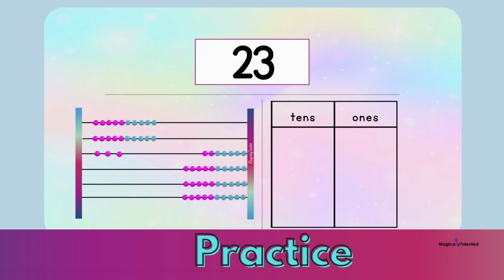Great. Now let's show this number using our base 10 blocks on the place value chart. Ready? 10, 20, 21, 22, 23. Great counting.